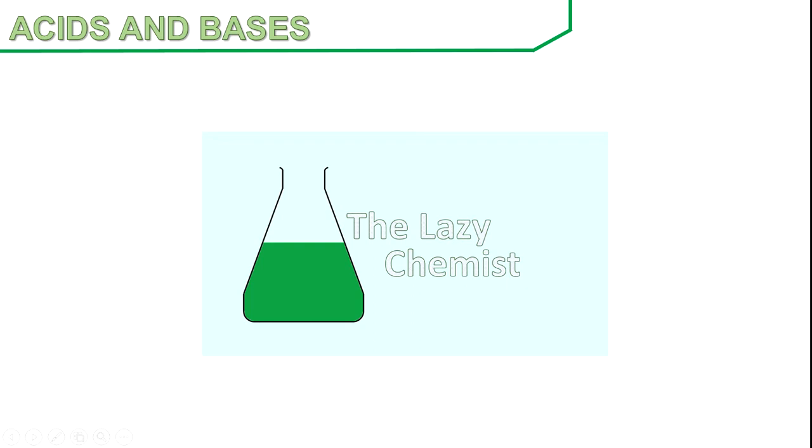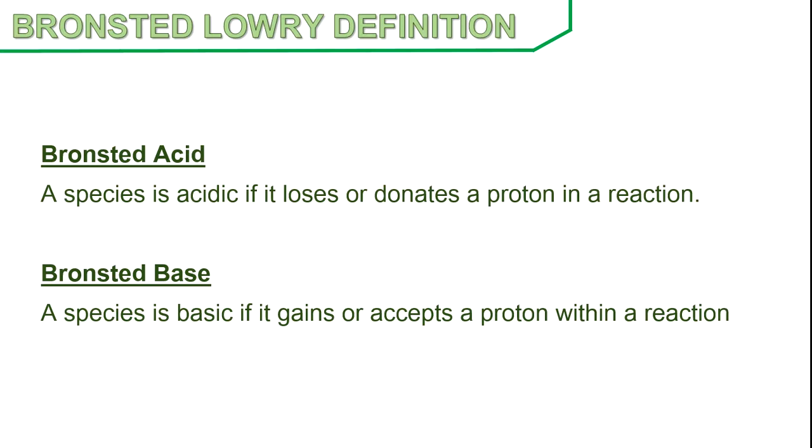Okay, so today we're just going to have a quick overview of acids and bases, their definitions, and how they can be measured. So one way of defining an acid is the Bronsted and Lowry definition. This says that an acid is a proton donor, whereas a base is a proton acceptor.